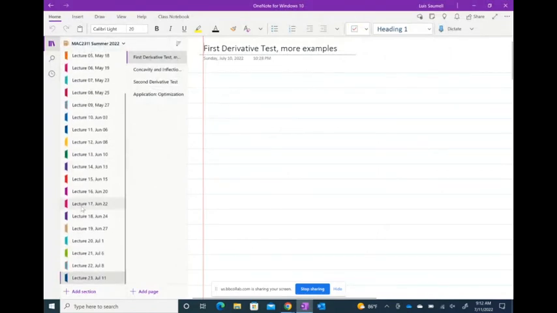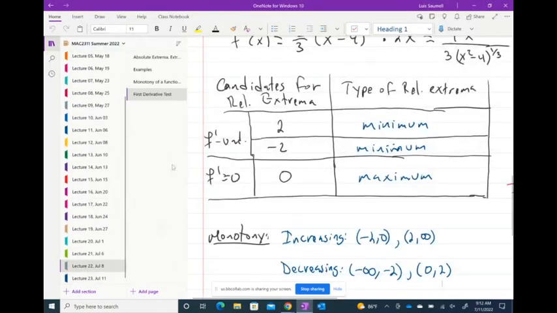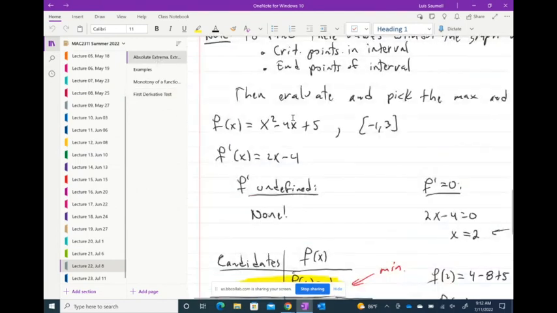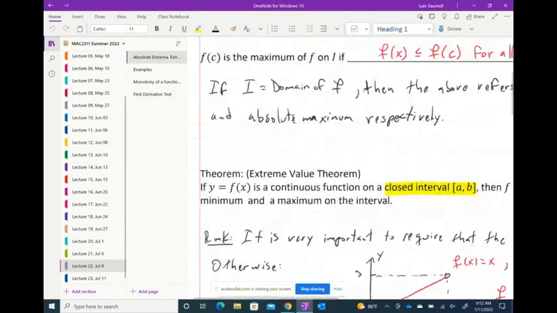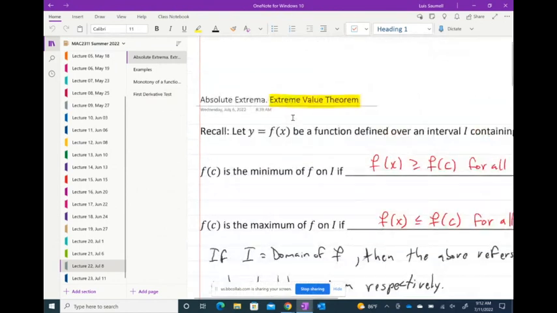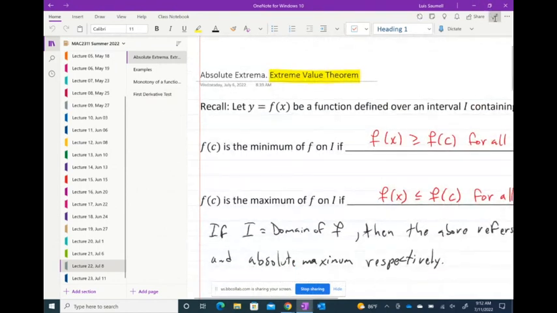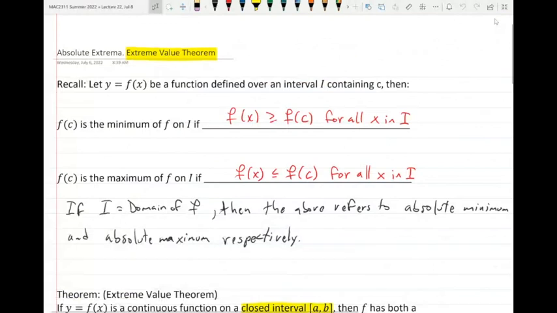Last time on Friday, I talked about how to find absolute extrema and relative extrema. Just to give you a quick reminder in case you didn't watch the video, and hopefully you did. But the point is that when you find absolute extrema, you need to find the candidates for this. And we have a theorem, the extreme value theorem, that says that if you have a continuous function on a closed interval, it will have a maximum and a minimum on that interval. Okay? How do you find it?